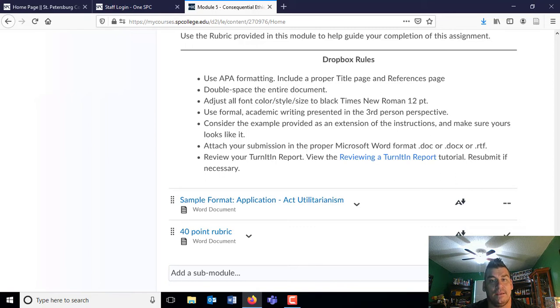Keep it academic. Consider the example that I'm about to show you as an extension of the instructions, because I'm looking for your assignment to look like that one. And then attach the submission as a Word document. Review your Turn-It-In report. This is important. If you're seeing word-for-word pieces getting highlighted that come from other sources, revise that and turn it back in.